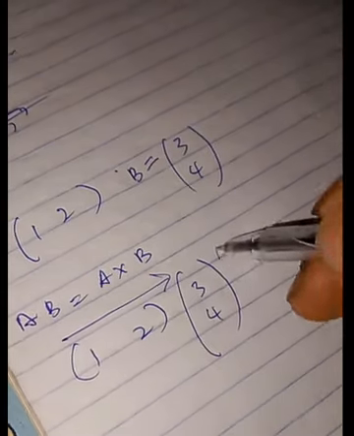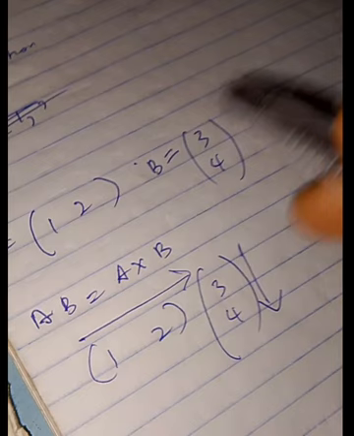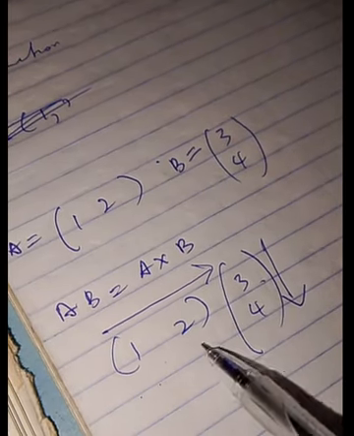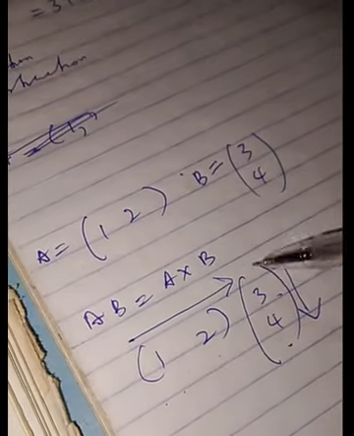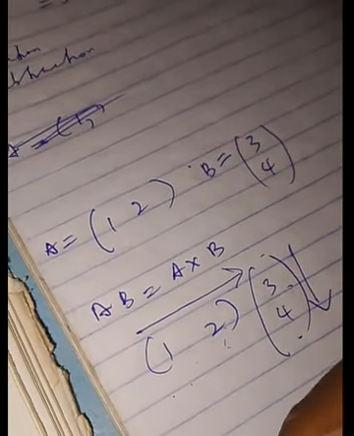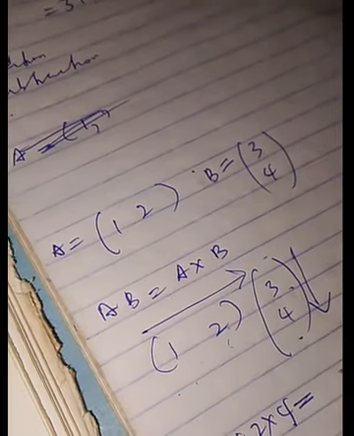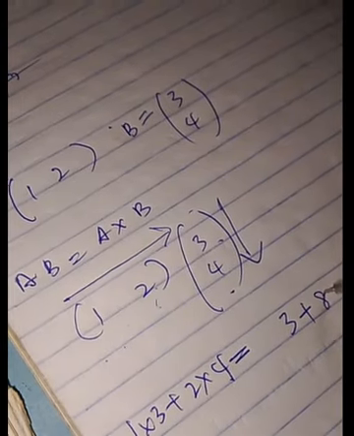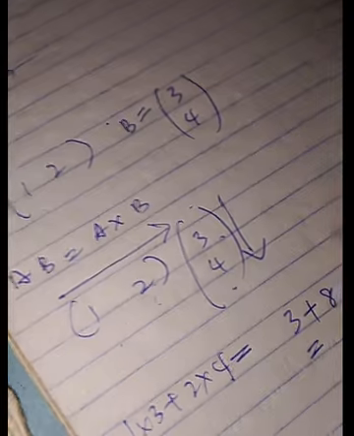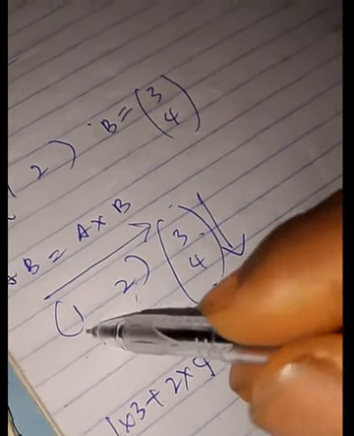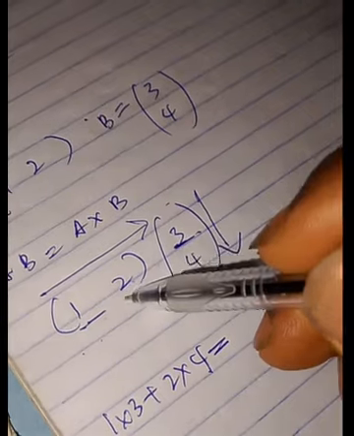So, 1 times 3 plus 2 times 4. So, this will give you 1 times 3 plus 2 times 4. And this will give you 1 times 3 is 3, 2 times 4 is 8. What was 3 plus 8? 3 plus 8 is 11. You understand? So this one here multiplied by 3, then add 2 times 4. So that's how you multiply some matrices.